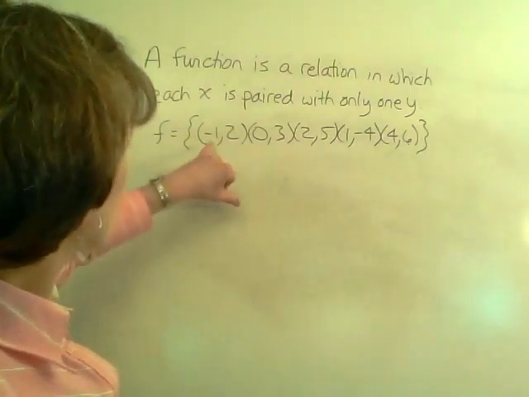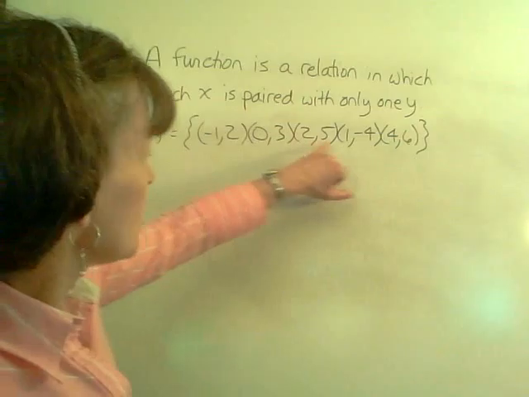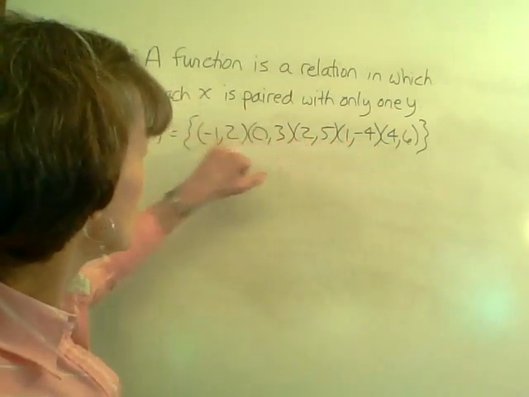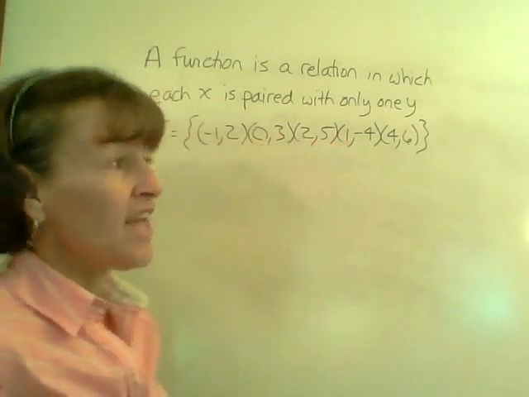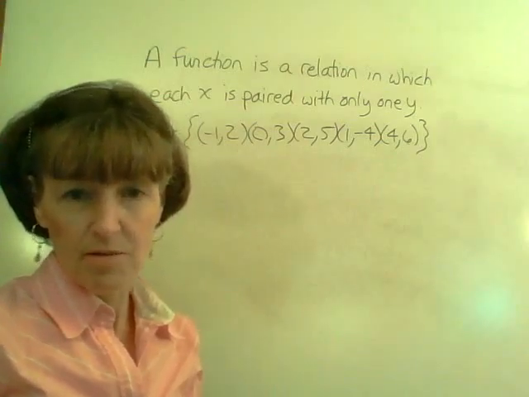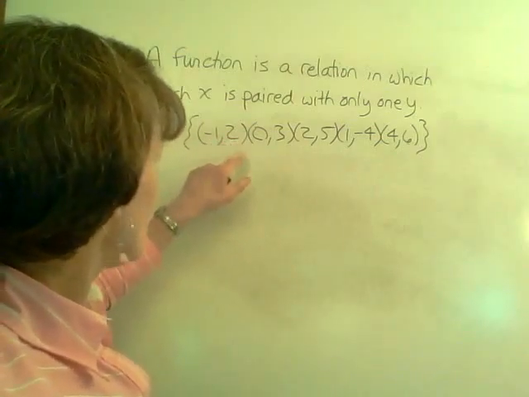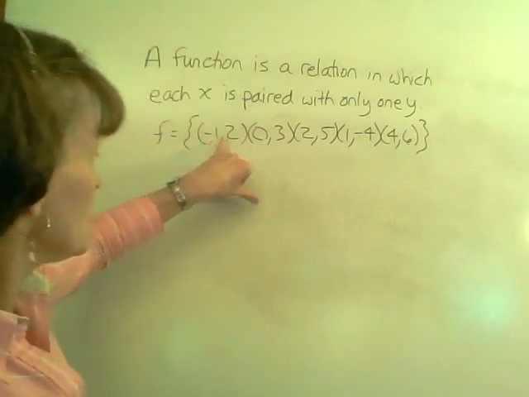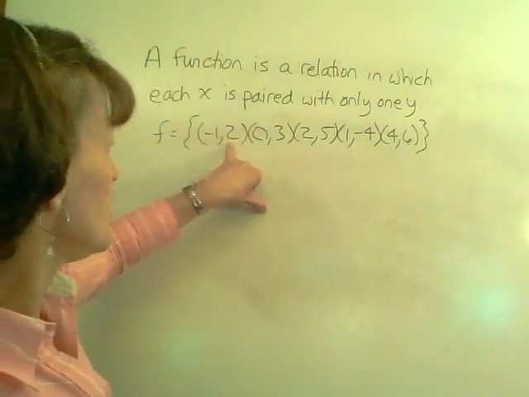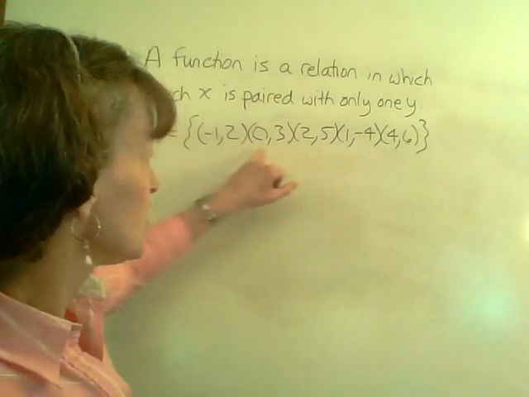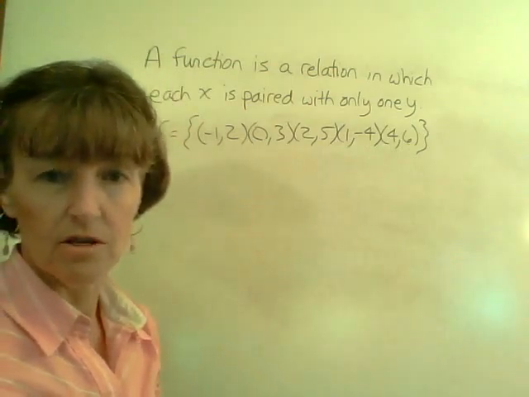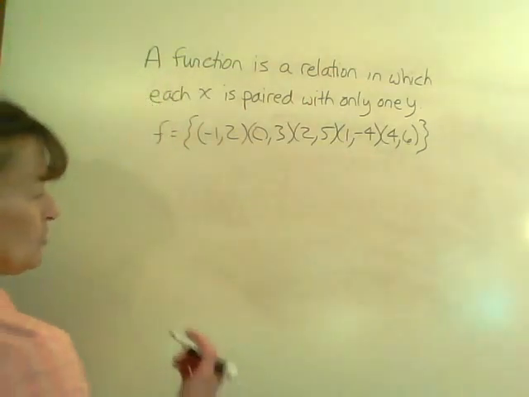Is it a function? Well, when you look at the x coordinates of these points, they're all different. This means that I don't even have 2 points with the same x. So each x is paired with only one y. This -1 is paired with 2. There's not another point that has -1 for an x coordinate but a different y coordinate. So this does count as a function.